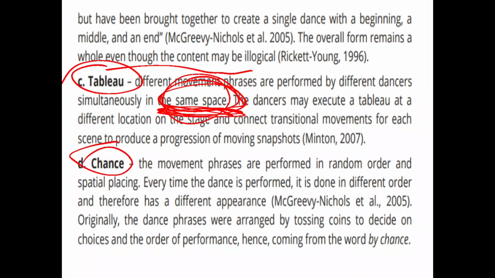Okay, chance. The movement phrases are performed in random order and spatial placing. Every time a dance is performed, it is done in a different order and therefore has a different appearance. So kana magpuli-puli. Originally, the dance phrases were arranged by tossing coins to decide on the choices and order of performance, hence coming from the word by chance.